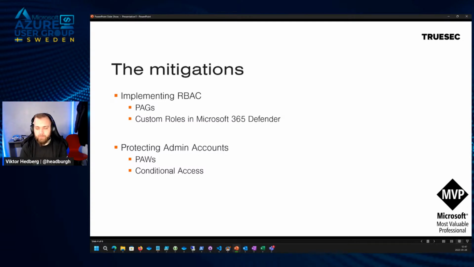Custom roles in Microsoft 365 Defender: if you're paranoid or you have specific teams working with alerts for specific workloads, and you don't want everyone to be able to see everything within Microsoft 365 Defender, use custom roles to say that you can only work with alerts from this workload. Okay, you're on the Defender for Office 365 team. You can only work with those kinds of alerts. The basic read properties will still apply on the entire workspace in Microsoft 365 Defender.